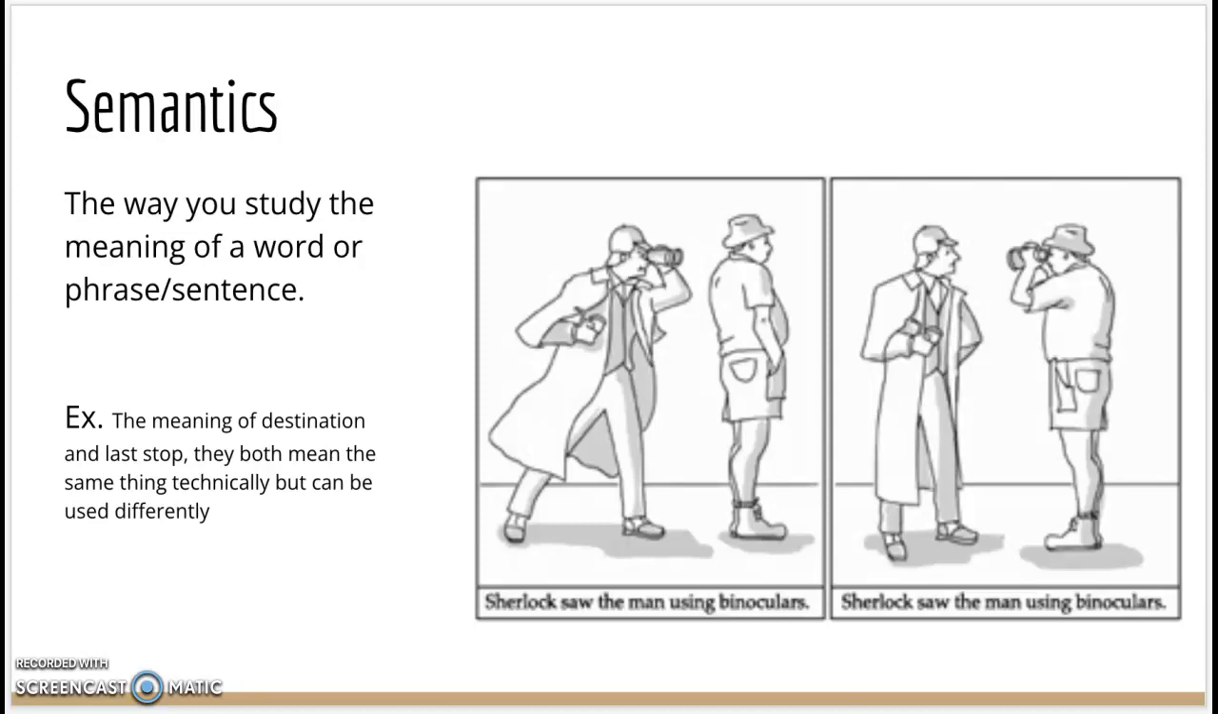So there's an image here. It says, "Sherlock saw the man using binoculars." That's the exact same sentence, but it can be interpreted different ways. The way you interpret it would be kind of the way you individually see the sentence. And so there's a visual that demonstrates the way it can mean the same, but be interpreted differently.